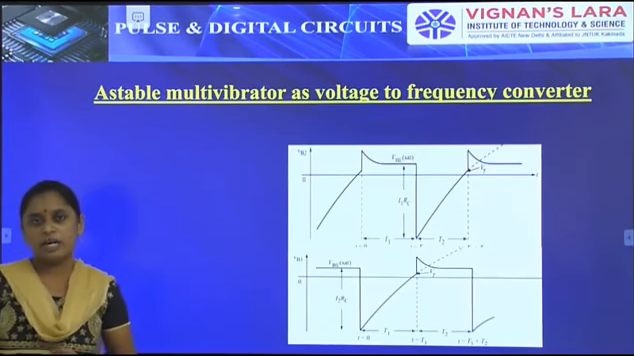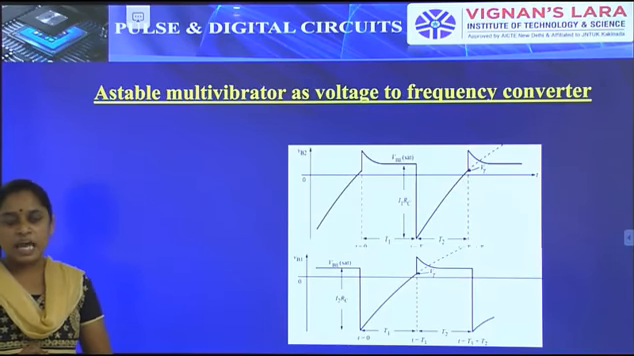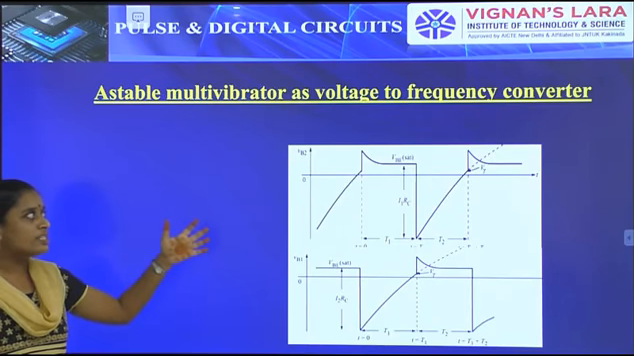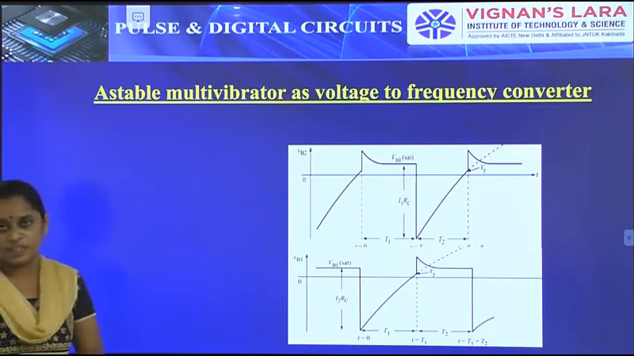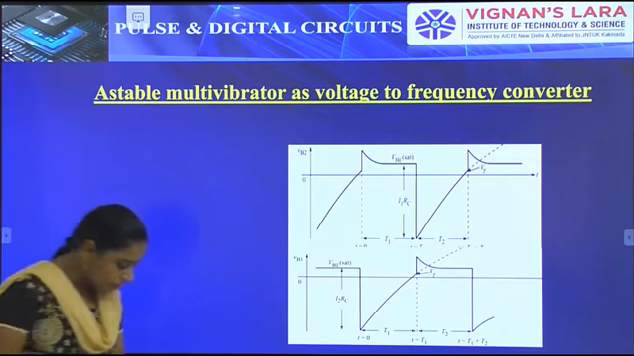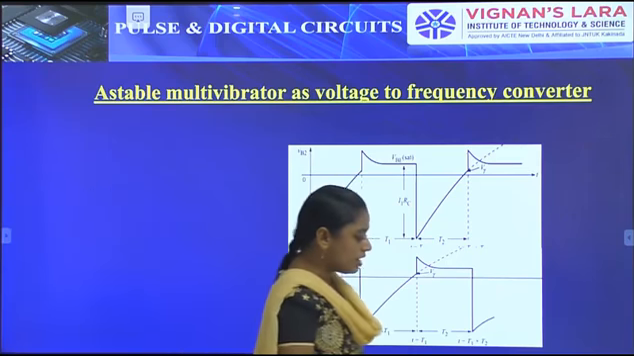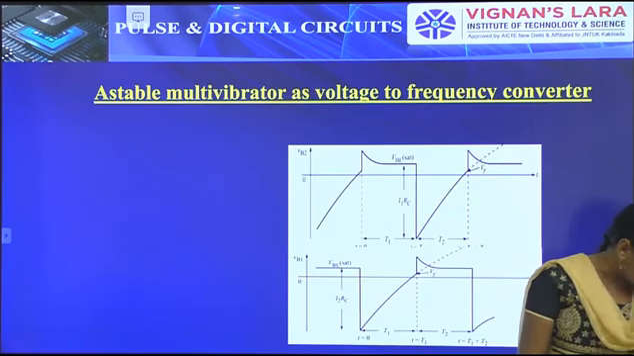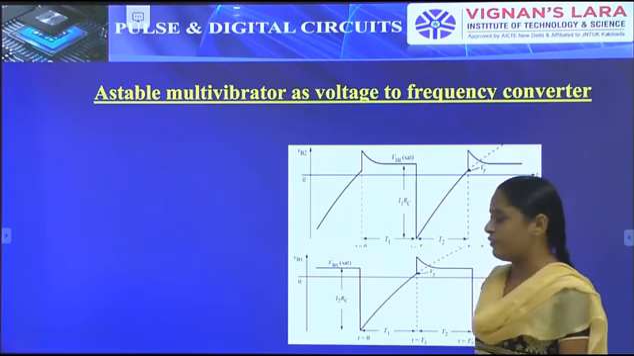Next we discuss the application of the astable multivibrator. Simply, the major application of the astable multivibrator is that it is used as a voltage to frequency converter. The monostable multivibrator can be used as a voltage to time converter. How can it act as a voltage to frequency converter?